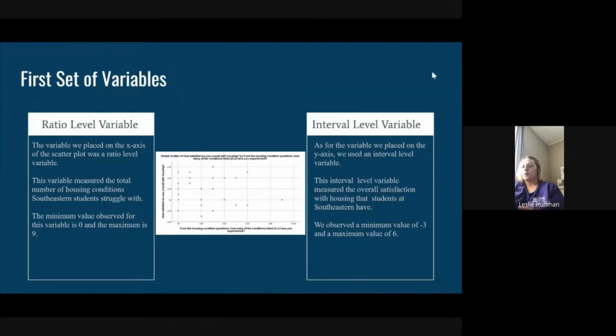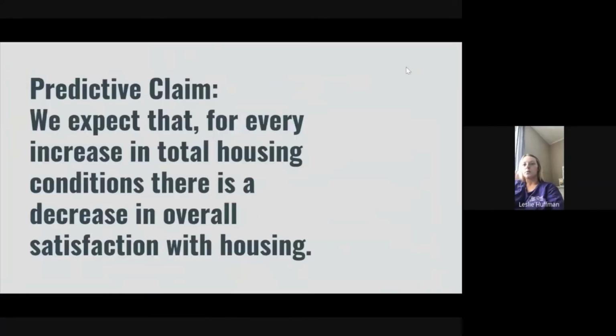As for the variable we placed on the y-axis, we used an interval level variable. This interval level variable measured the overall satisfaction with housing that students at Southeastern have. We observed a minimum value of -3 and a maximum value of 6. Our predictive claim is that we expect that for every increase in total housing conditions, there is a decrease in overall satisfaction with housing.